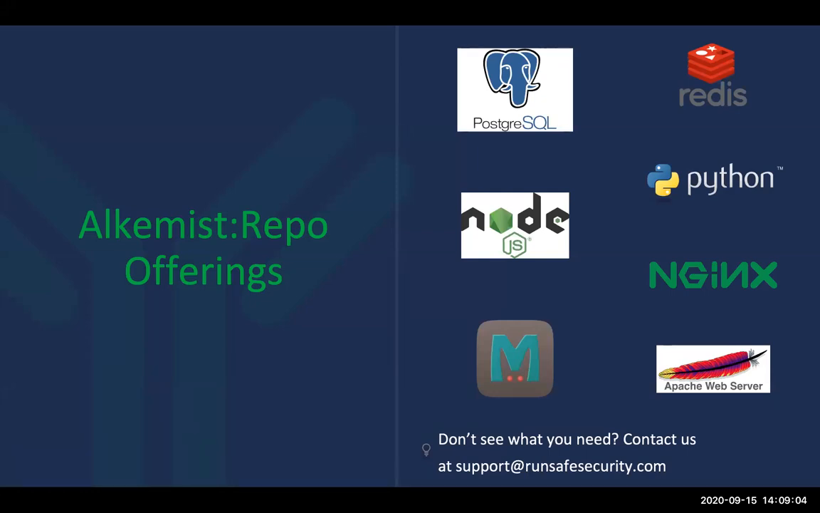Currently we have 7 different repo offerings: Postgres, Redis, Python, Node, Nginx, Memcached, and Apache, with a few different versions of each and a few different base OSs. So we basically support what the original open source provider supports in that regard, as far as Alpine versus Debian versus Ubuntu images. And if you don't see what you need, you can send us an email at support@runsafesecurity.com, and we can look into adding that for you.